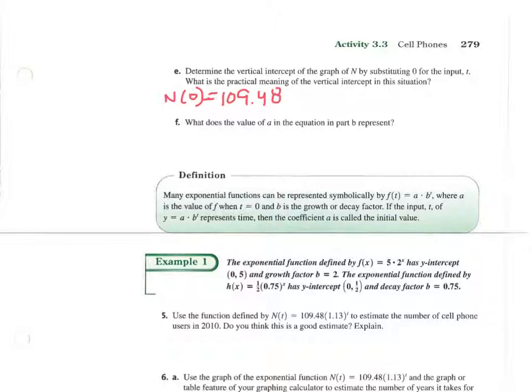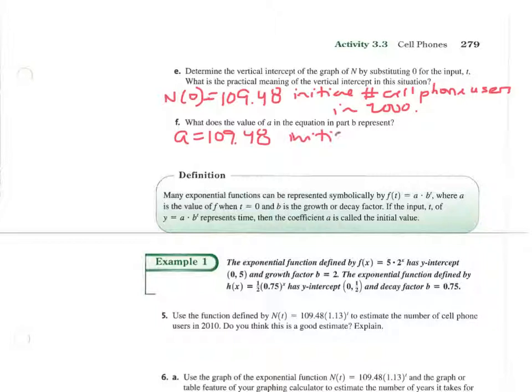Okay, so what's the practical meaning? That is the initial number of cell phone users in 2000, in millions. It's cell phone users in millions. So what does the value of A in the equation represent? A is that 109.48, and that is the initial number, and also our vertical intercept. That's what it would be graphically.